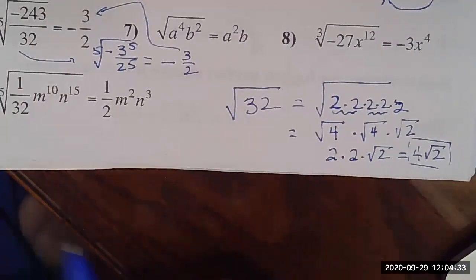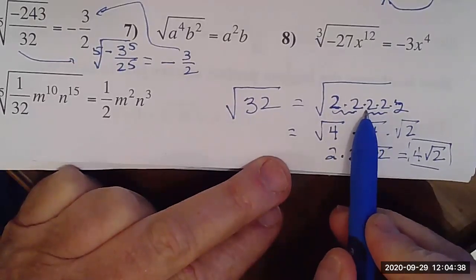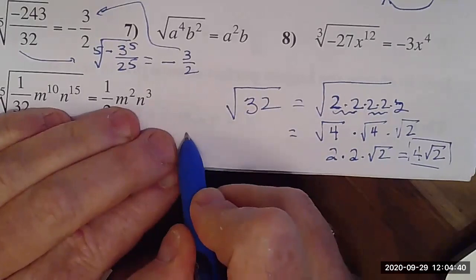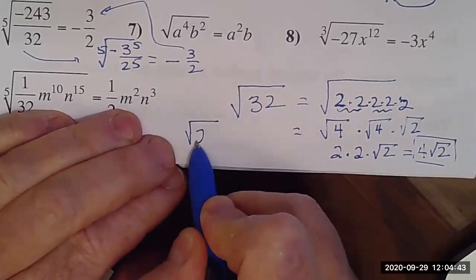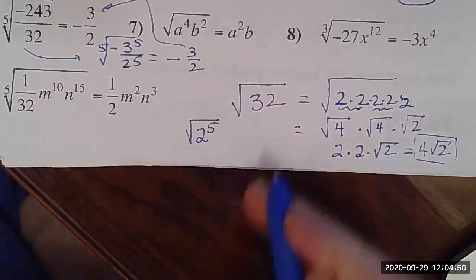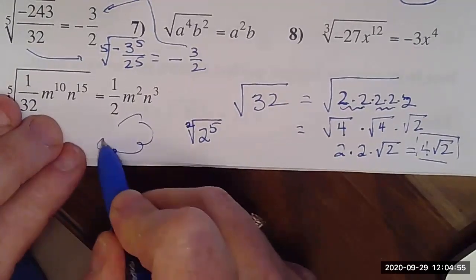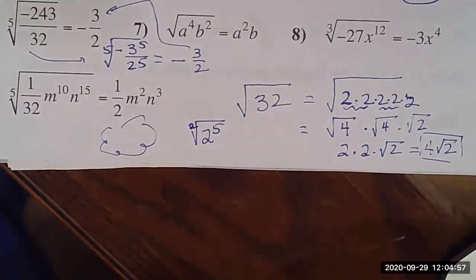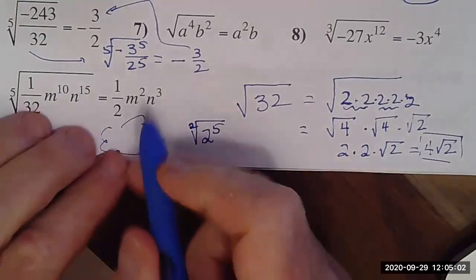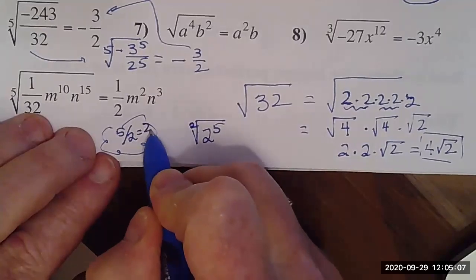Another way of looking at it is if I wrote this as 2 to the 5th power. Now watch what happens here. This would be the square root of 2 to the 5th power, since 32 is 2 to the 5th. There's a little index of 2 right here. If you take the power and the index, the power is 5 and the index is 2, and you divide the power by the index, you get 2.5.